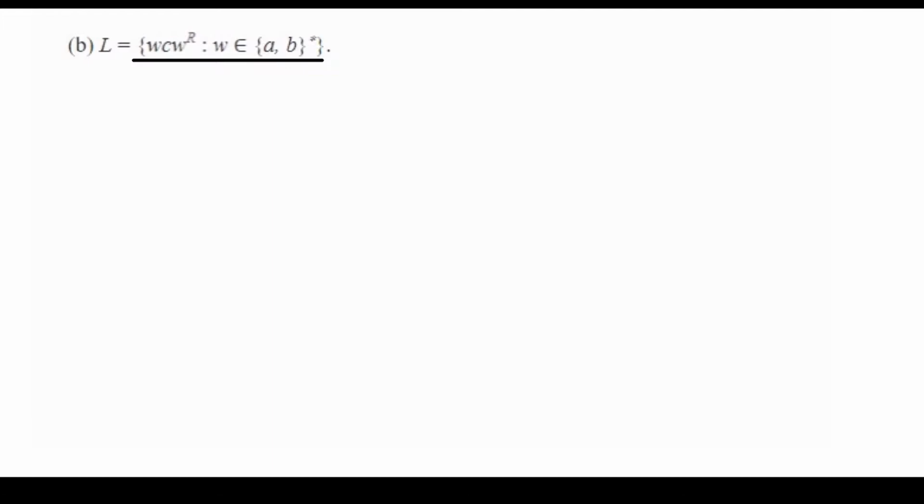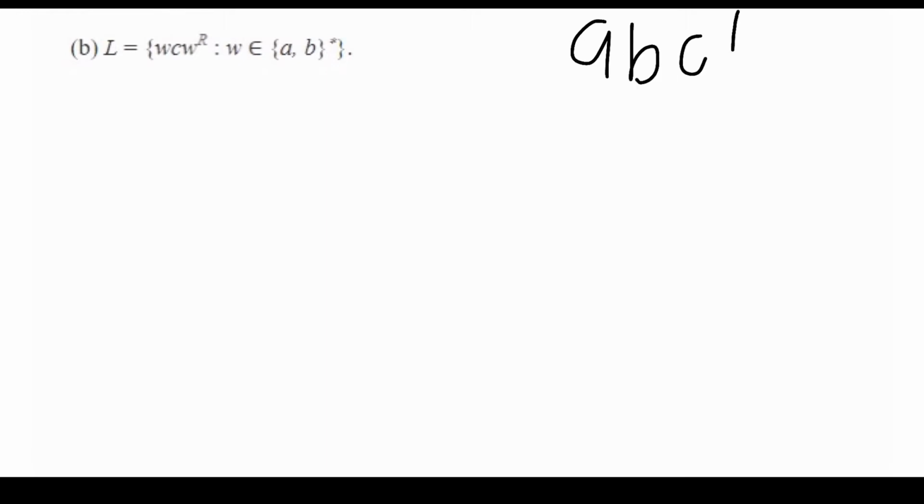So first thing we do is always try to understand what is being asked right here. What does this even mean? Well, this means give a word. Actually, it says give a word, then give a C, then give that same word but reversed. That's what that R means right there. And we can only use A's and B's, and of course that C right there. So for example, a word like A, B, C, B, A would be accepted. So let's keep this in mind here when constructing the NPDA.